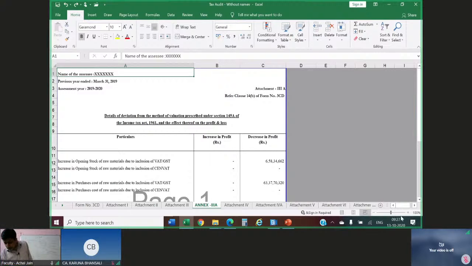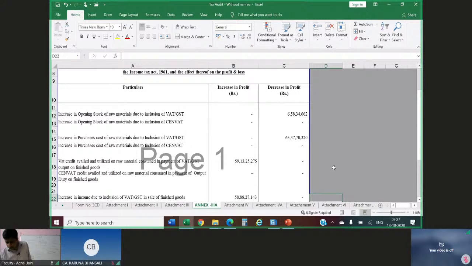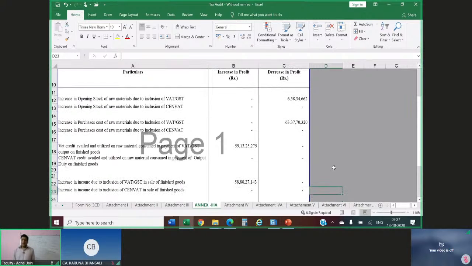So in this case, there were certain adjustments which were made. Increase in opening stock of raw material due to inclusion of VAT or GST as per the requirements of 145A. You may be thinking, sir, why it is required? Because again, we are not getting into the taxation requirements. Taxation requirements say this. And this will not change the valuation of closing stock in the financial statements. No, this is only for the purposes of reporting that number by considering that adjustment in the form 3CD.